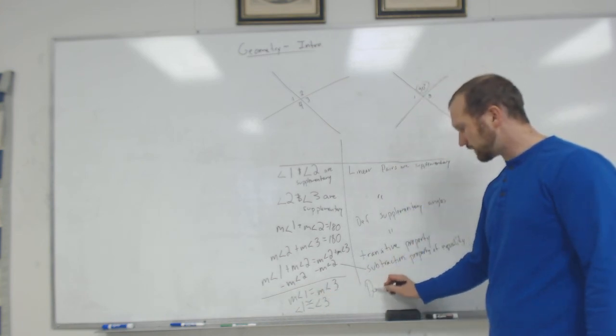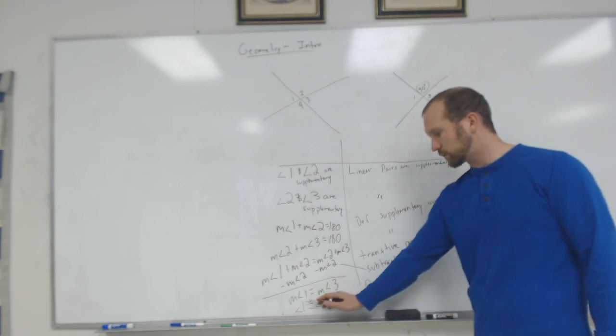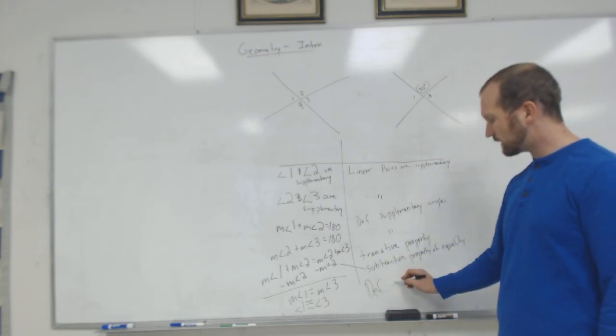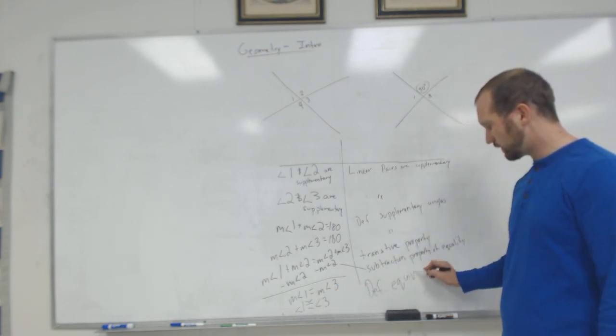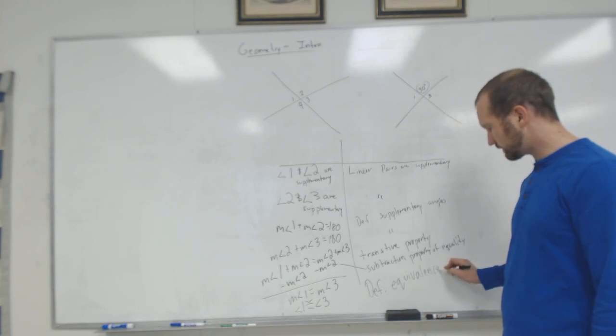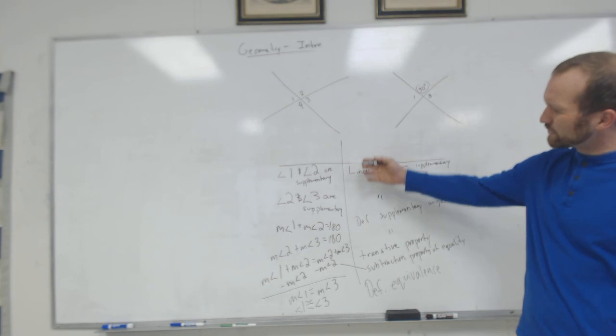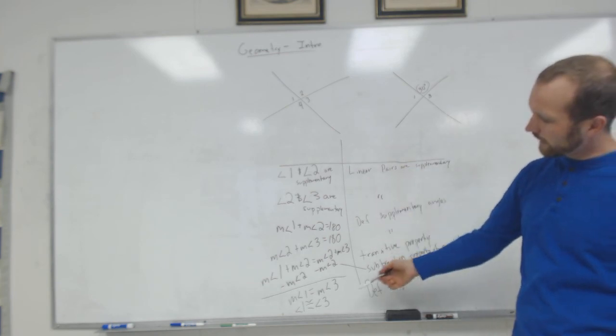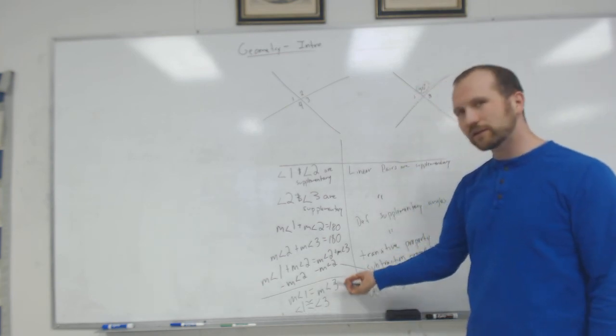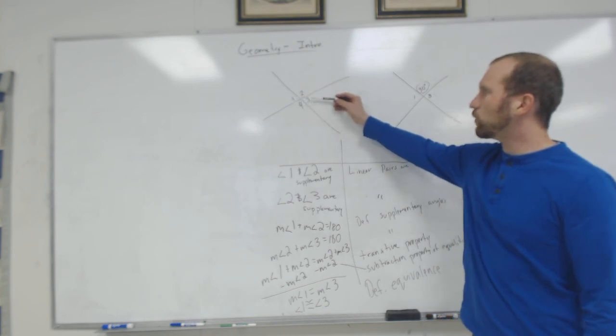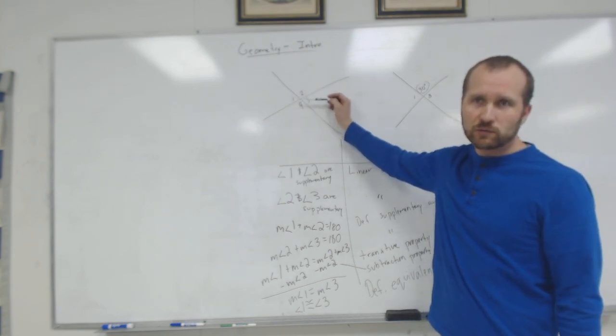Why do you draw that squiggly line? Because this means equivalent. That's the definition of equivalence. So we've just shown that angle 1 is equivalent to angle 3. No matter what the numbers are, these two should be equal.